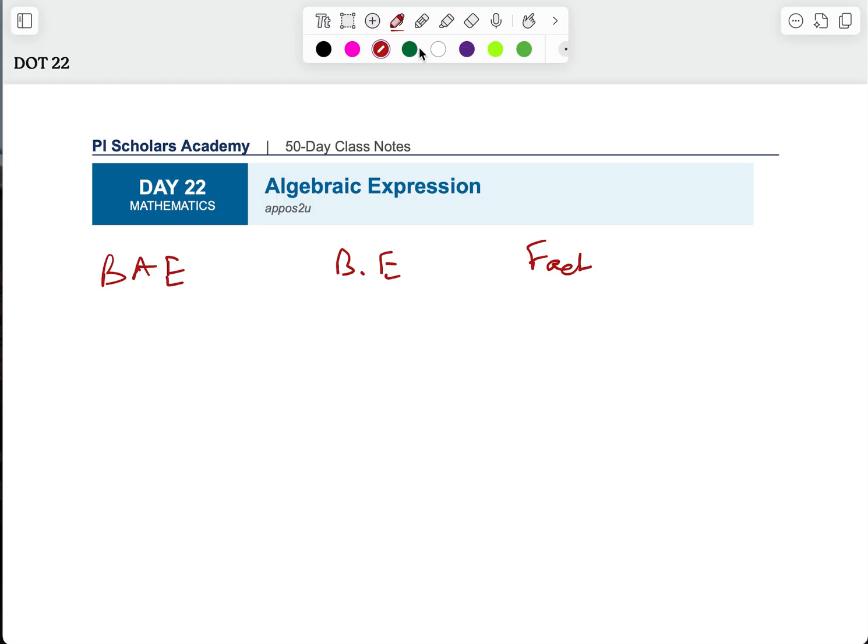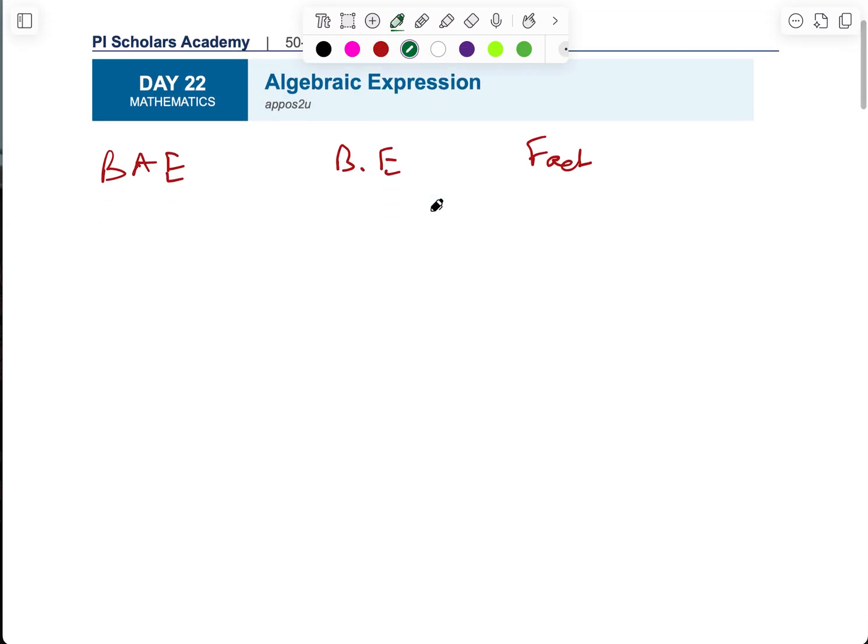The first thing is, let's talk about algebraic expression in the first place. What are algebraic expressions? Basically, algebraic expressions are expressions that involve the use of numbers and letters. For instance, you have the number part and you have the letter part. So numbers, they just do what they do. They show magnitude of whatever it is.